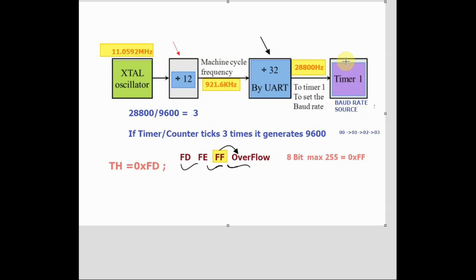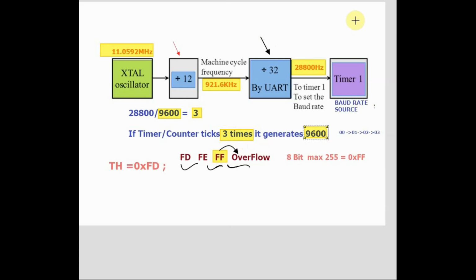So for example, we want 9600 baud. 28800 divided by 9600 equals 3, which means if the timer counter ticks 3 times, it generates 9600 baud. So for every 3 ticks, the 9600 baud rate, in bits per second, is generated.